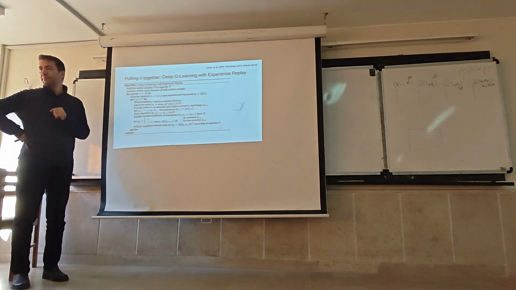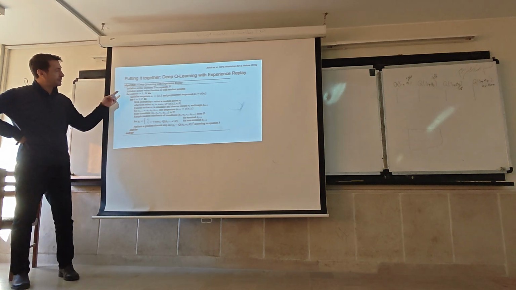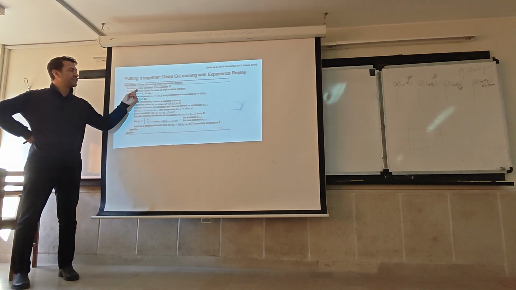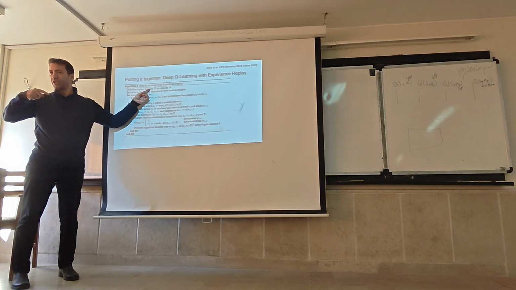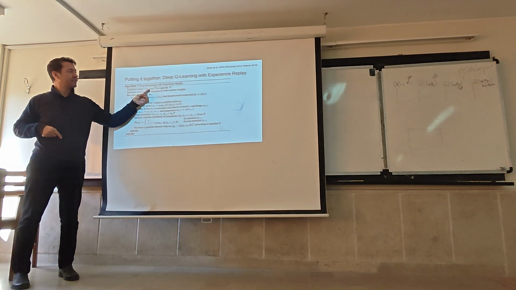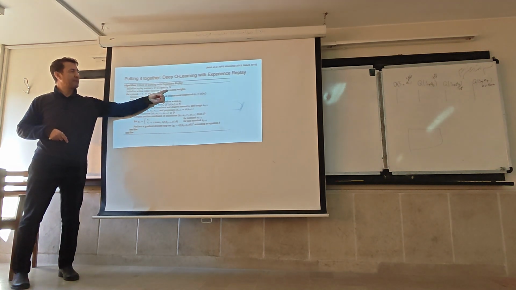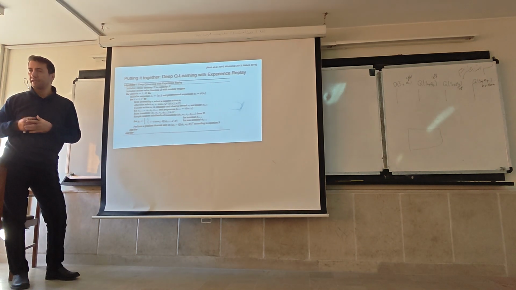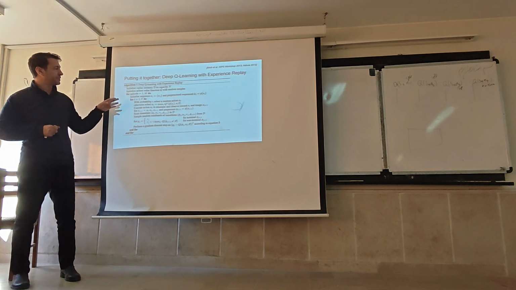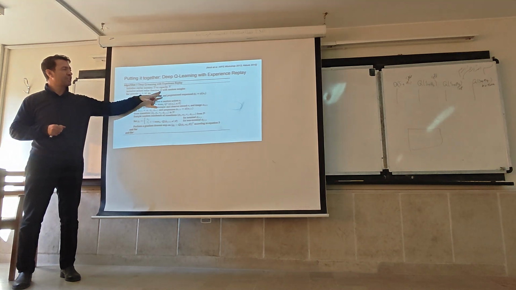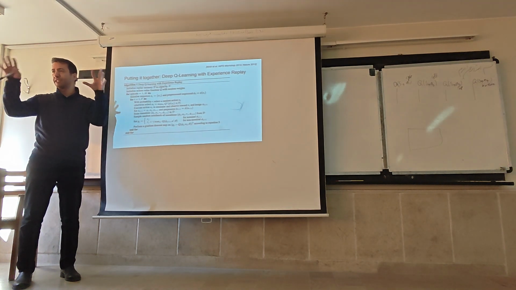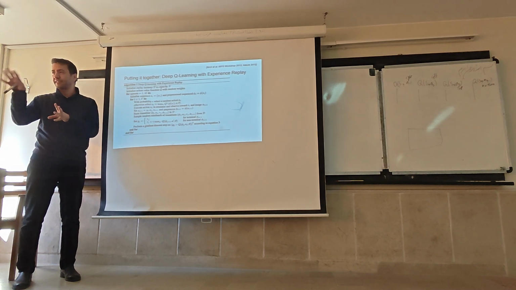Here is the pseudocode of the algorithm. At first, we make a replay memory, the memory we were talking about, named D with capacity N, the memory that we would store experience in. Then we initialize Q with random values, like we initialized the tables with zeros, all zero.